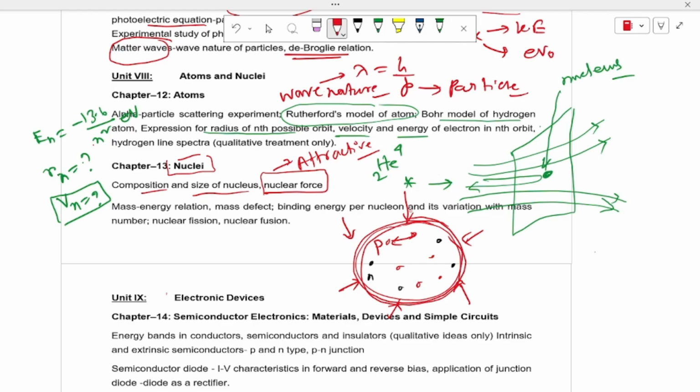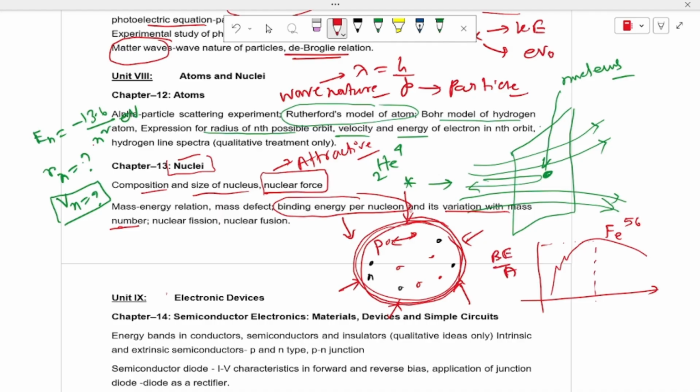That's why we will study binding energy or binding energy per nucleon and its variation with the mass number. We will study this curve. It is extremely important. And this is the most stable nucleus in this universe, which is iron, Fe-56. This is binding energy per nucleon versus the mass number. And we will study nuclear fission, nuclear fusion.